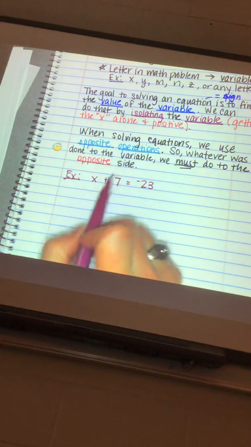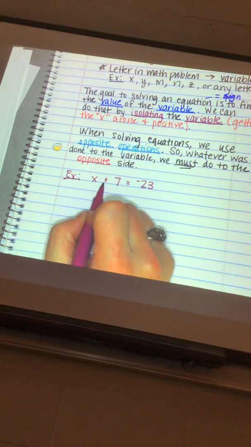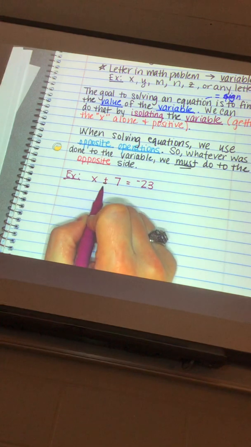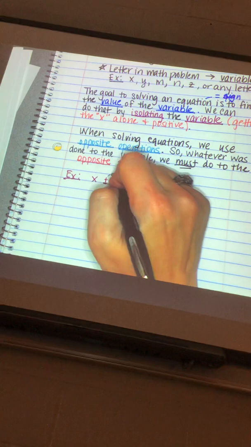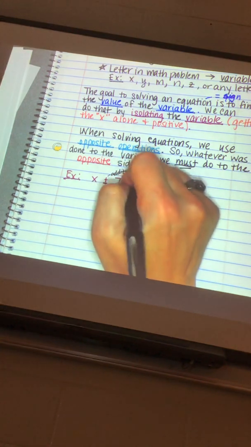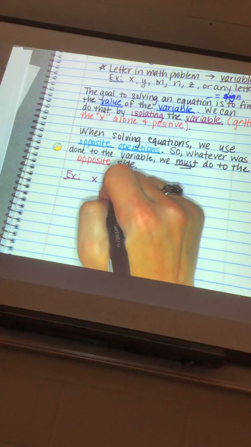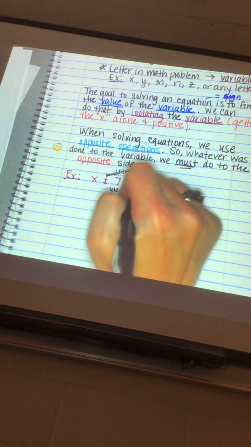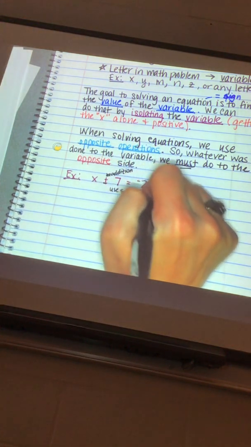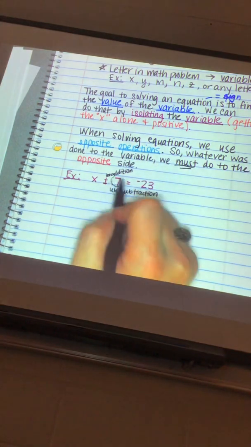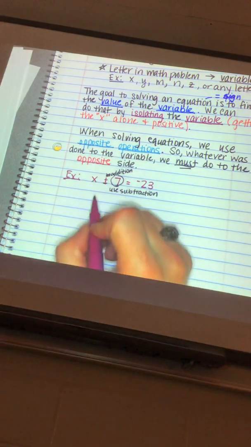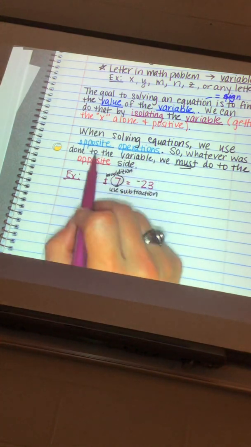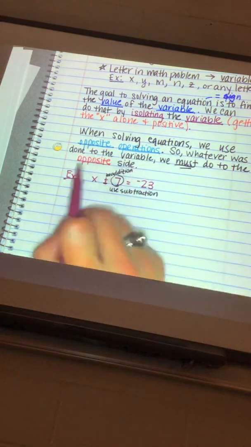So here we have addition. We need to use subtraction. This is addition. So we're going to use subtraction to get this 7 away from the x. All right? So what we do to one side, we have to do to the other side.